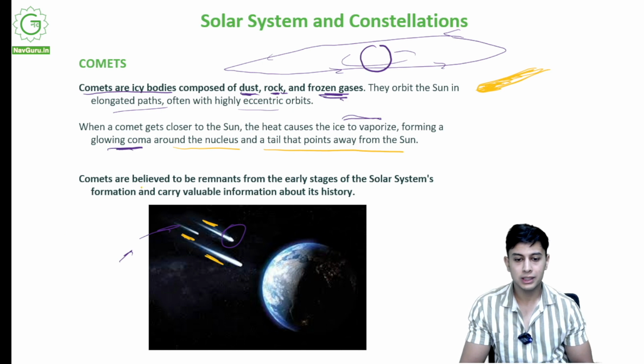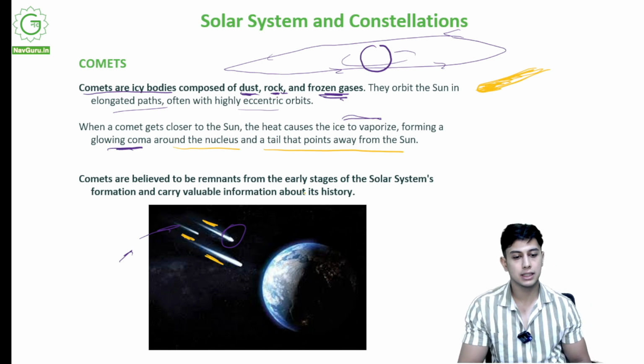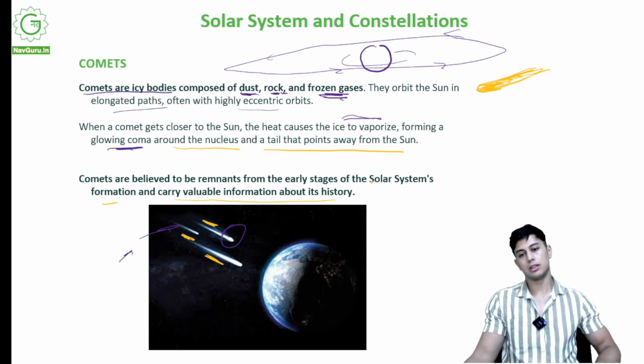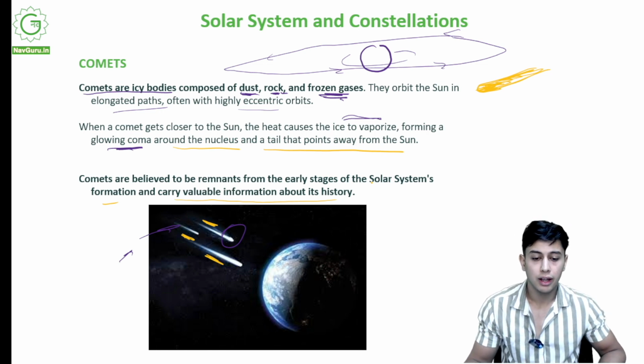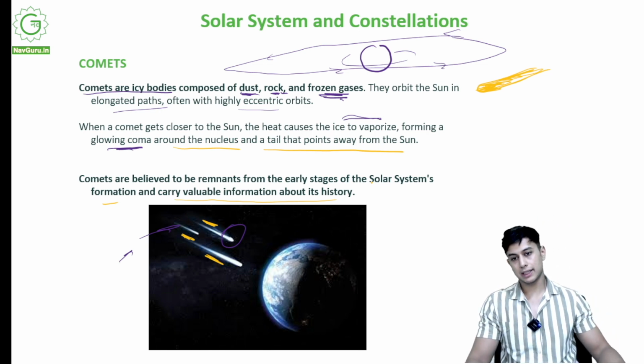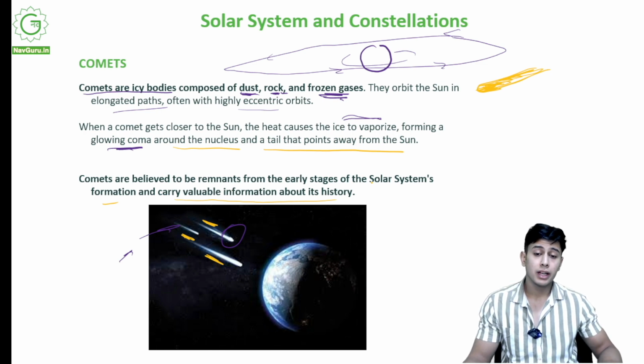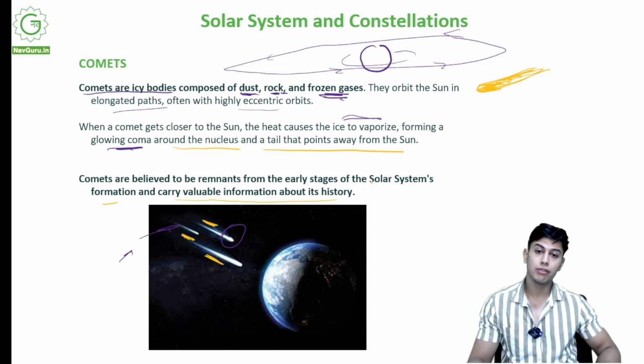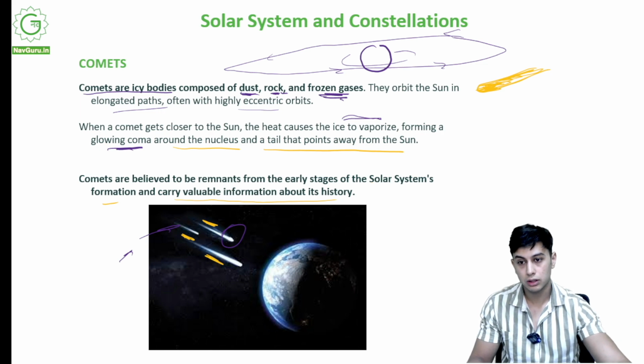Comets are believed to be the remnants of early stages of the solar system's formation and carry valuable information about its history. If Earth's magnetism attracts a comet and we study that comet, it can give us a lot of information about how the solar system was formed, what type of rocks were there at that time, what gases are in these rocks. Comets are believed to have been formed when the solar system was being formed, so they contain a lot of information.